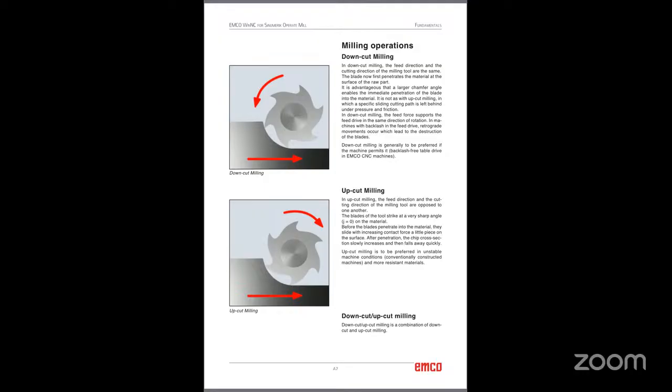The problem will be backlash. That means small clearance. Because of this backlash, the machine will move quickly to the front, so the cutter will be damaged or the tool will break, and also the accuracy will be poor.